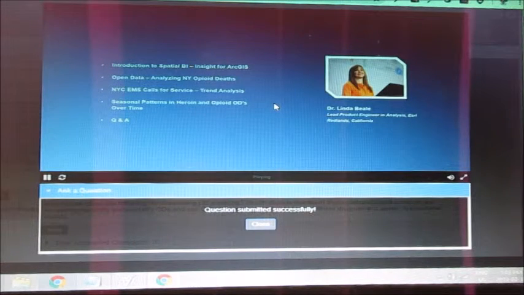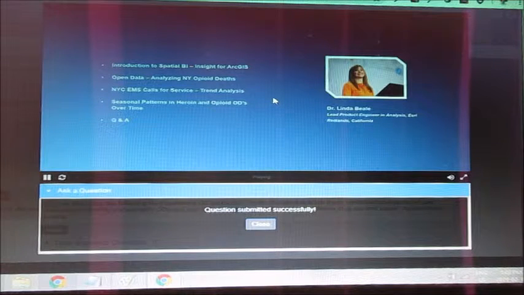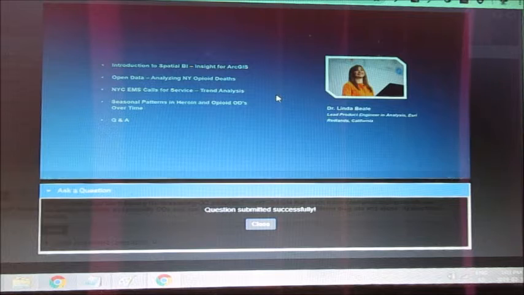Our first presenter today is Dr. Linda Beal, and Linda is going to talk about open data, analyzing opioid deaths and other New York City emergency data from their EMS, and talk about some seasonal patterns and differences between heroin and opioid OD trends over time. She's going to do this through a tool we call Insights for ArcGIS, which is a spatial business intelligence tool. I'm going to turn this over now to Linda and let her begin her presentation.